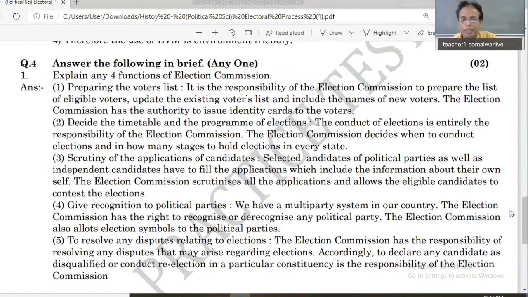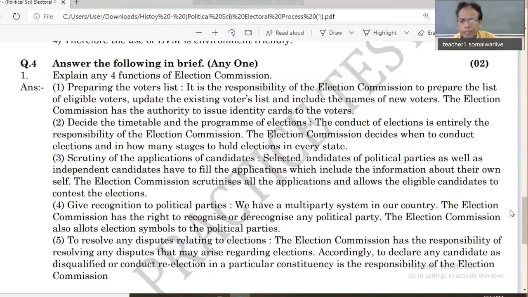Now the second point, decide the timetable and the program of election. The conduct of election is entirely the responsibility of the election commission. The election commission decides when to conduct elections and in how many stages to hold elections in every state. Scrutiny of the applications of the candidates: selected candidates of the political parties as well as independent candidates have to fill applications which include information about themselves. The election commission scrutinizes all the applications and allows the eligible candidates to contest the elections.